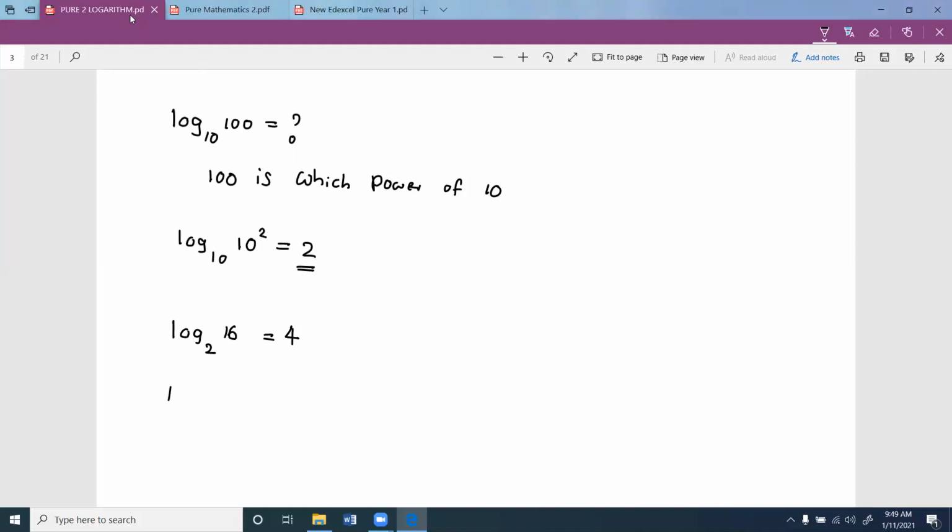Then if I write this one, log 3 27. Now tell me, 27 is which power of 3? 3 to the power what is 27?